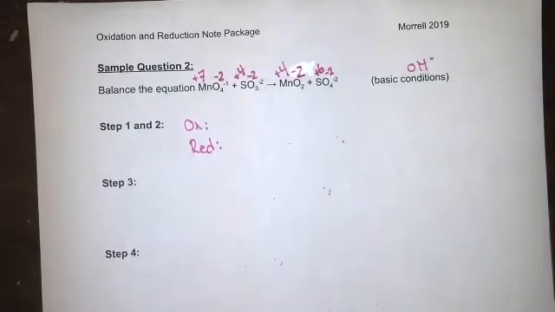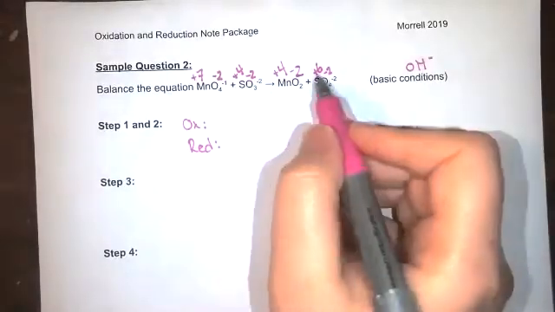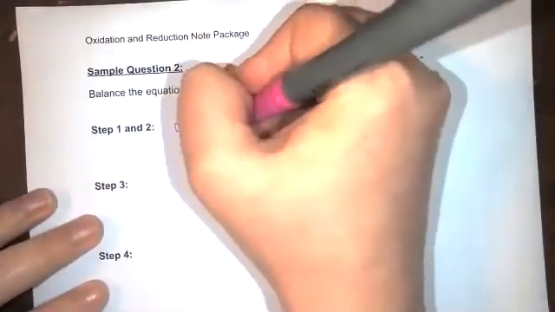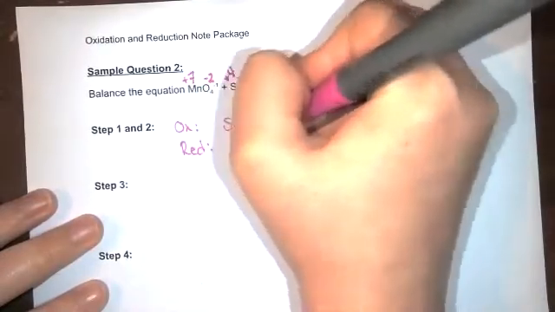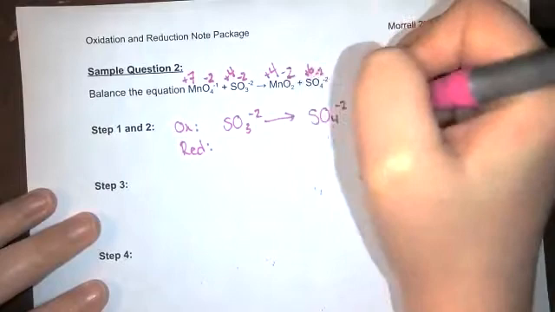All right, so which one has increased in oxidation number? Which one's being oxidized? Well, I'm looking at this and it seems like it's my sulfur. It's going from +4 to +6. So I'll take the entire ion that contains sulfur on either side.